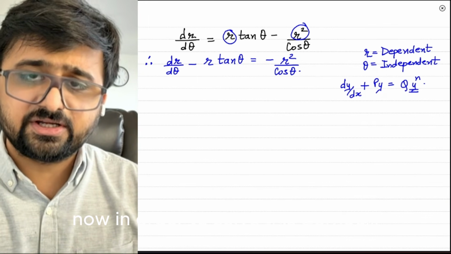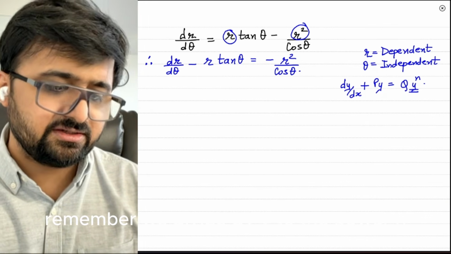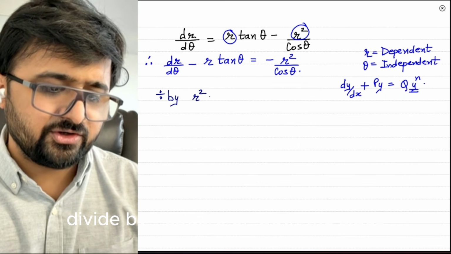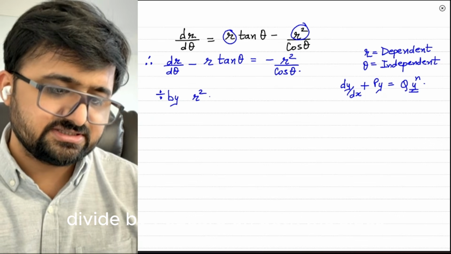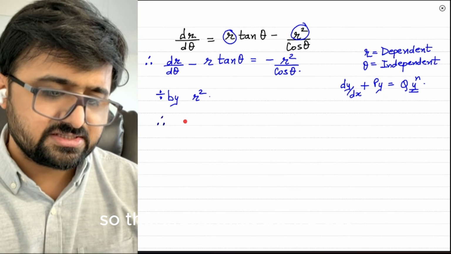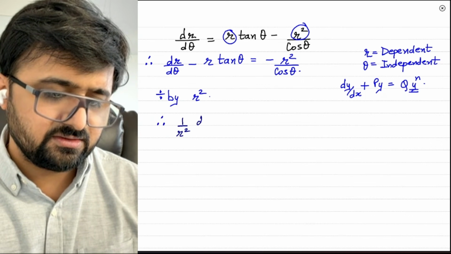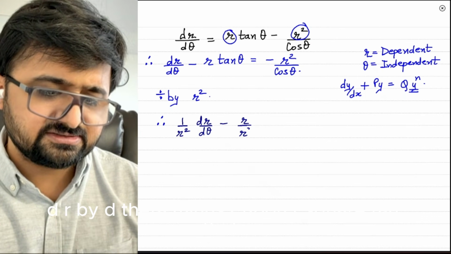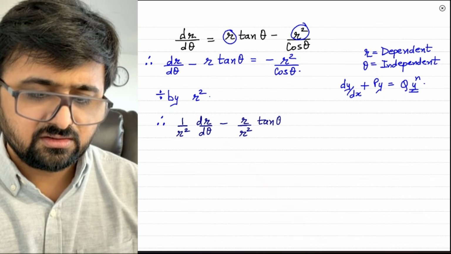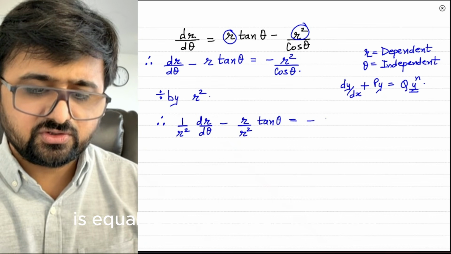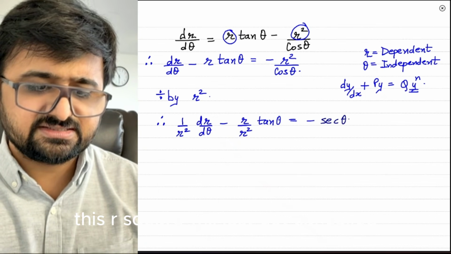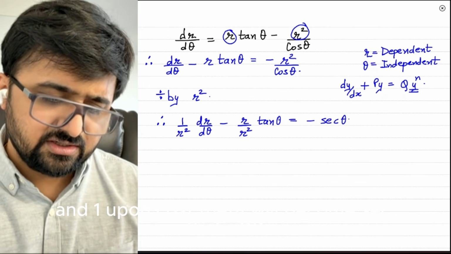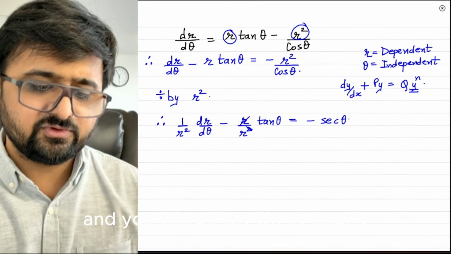Now, in order to solve this Bernoulli, remember we divide by y to the power n. So in this case, we divide by r square on both the sides. So therefore, what do we get? 1 upon r square dr by d theta minus r upon r square tan theta is equal to minus 1 upon cos theta, which is sec theta. This r square will just get cancelled, and 1 upon cos theta will become sec theta. And then this r will get cancelled, and you will be left with 1 upon r.